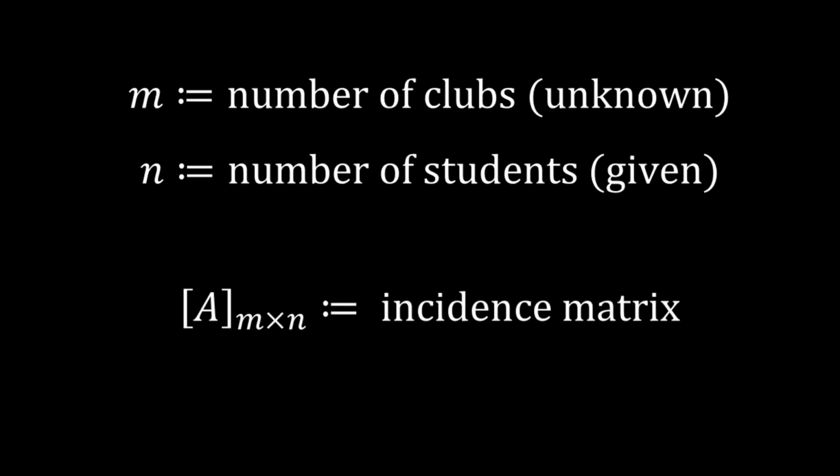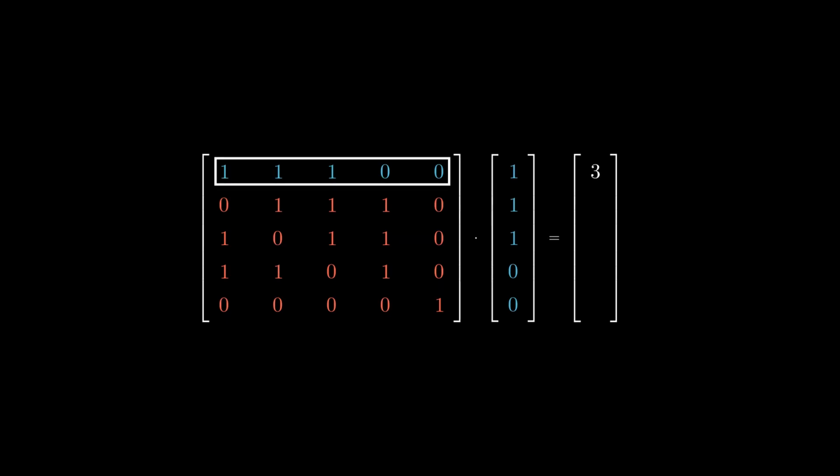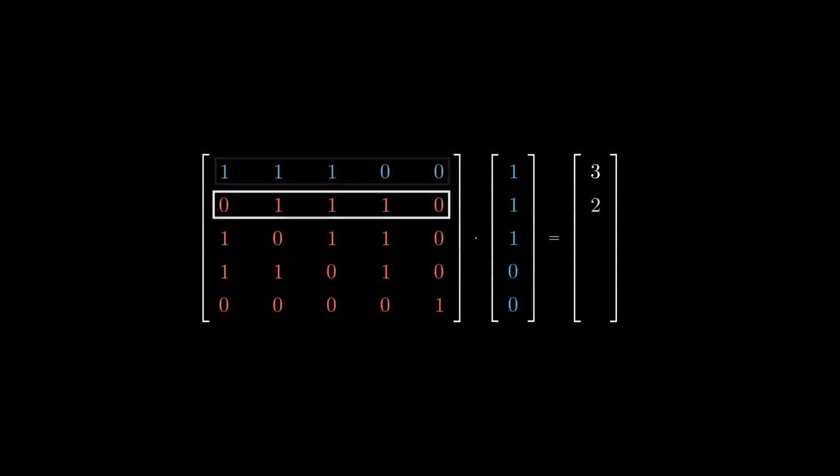What happens when we multiply this incidence matrix by a vector representing a club, or one of the rows of the matrix, say the first one? When multiplying by the chosen row, we get the number of elements in that row. When multiplying by any other row, we get the number of elements in common between that row and the chosen one.